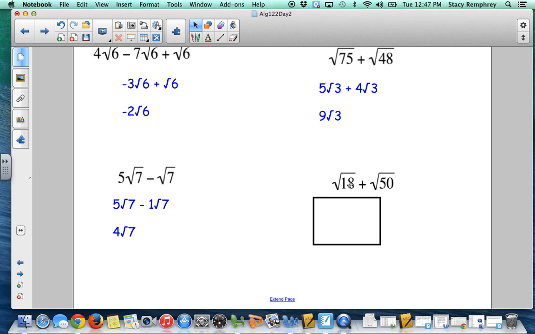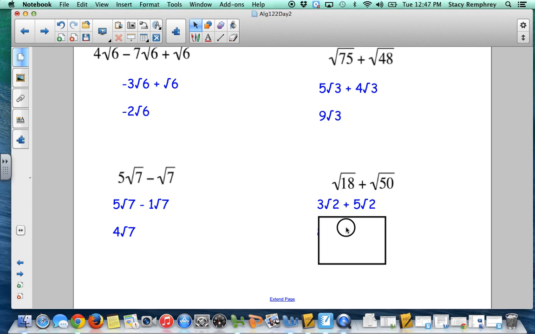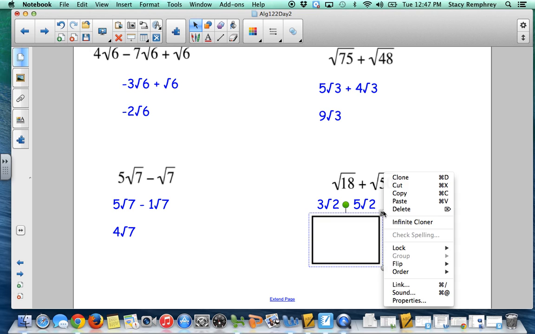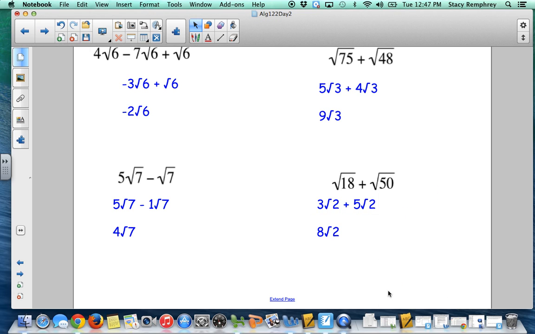In this one, again, they're different, so I'm going to look to simplify. Oh, they're both talking about root 2s, so I'm just going to say 3 root 2s plus 5 root 2s, 8 root 2s.